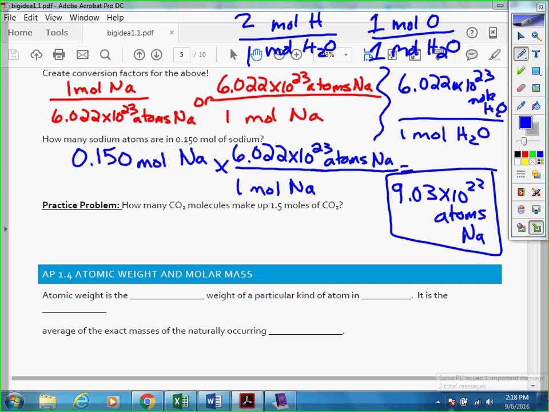see if you can do the other one with your neighbor. Check with your neighbor when you are done. I'm sorry, don't do it with them. Check it when you are done.